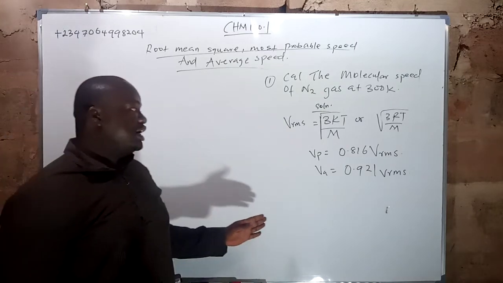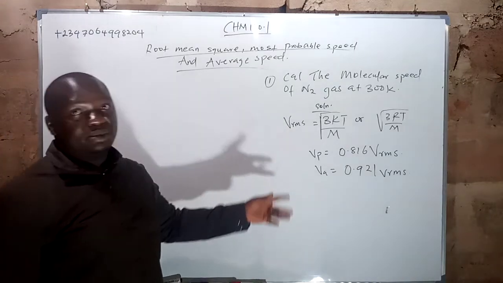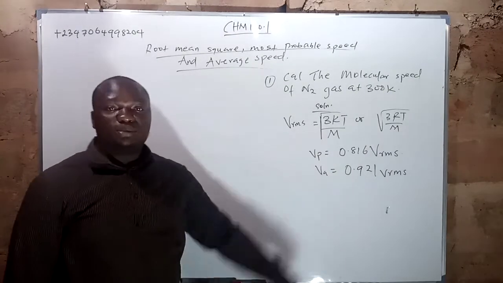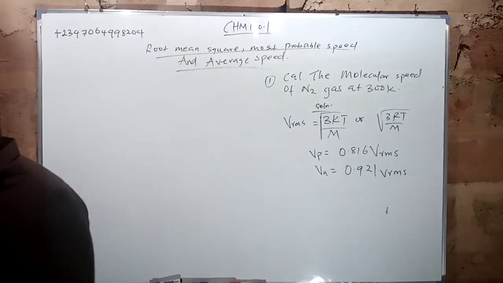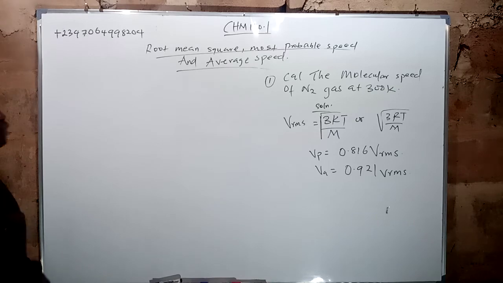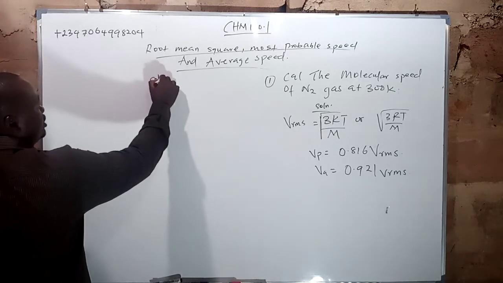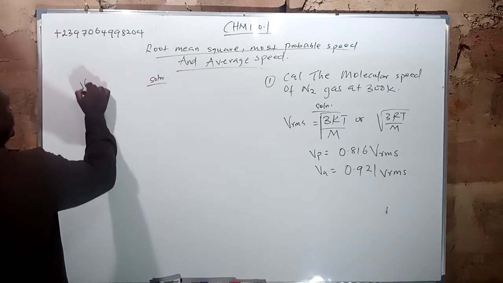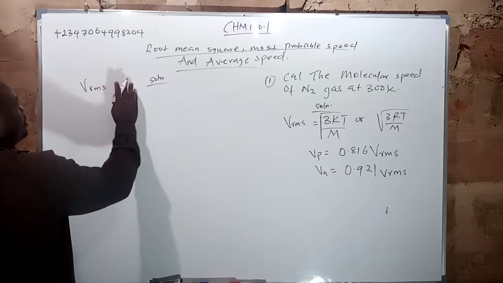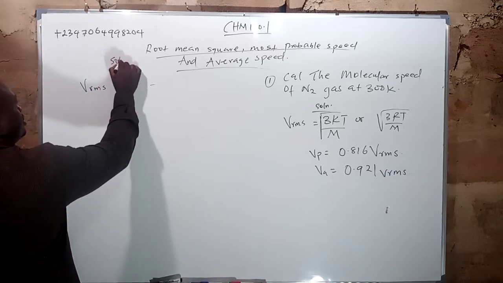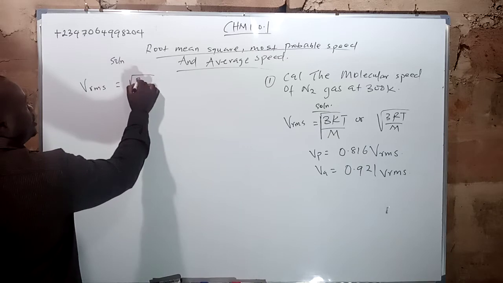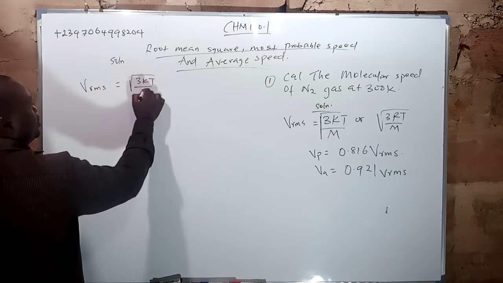All you need to do if they ask you to calculate the average speed or the probable speed is to use this formula. I've already written it down there. Now, let me go proper and start calculating. Now, we have the VRMS, so it is equal to 3kT all over capital M.